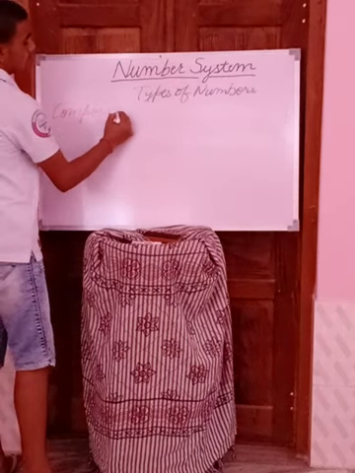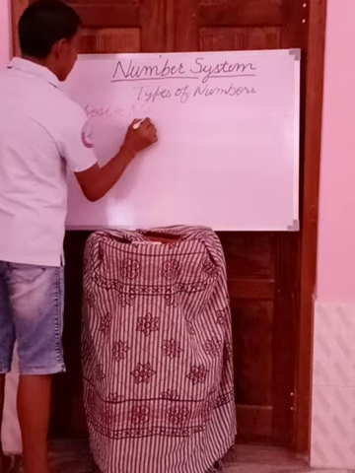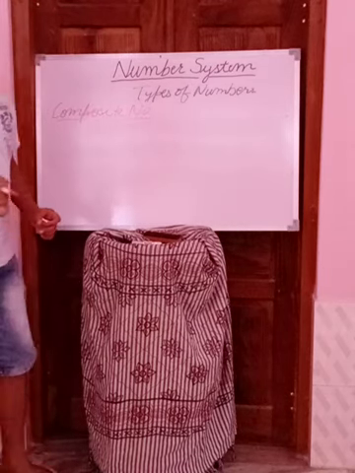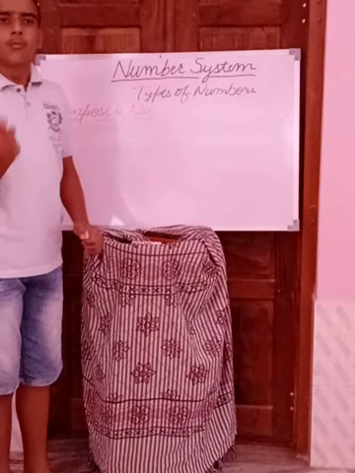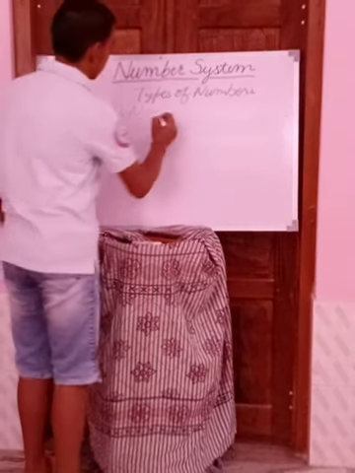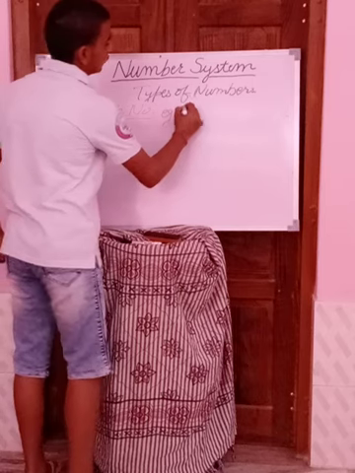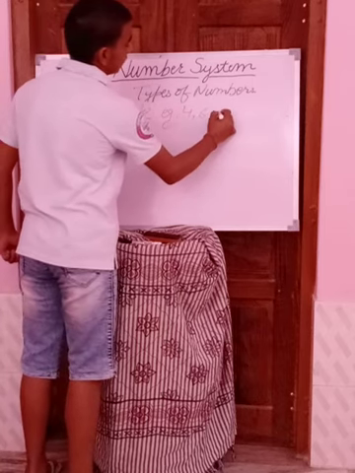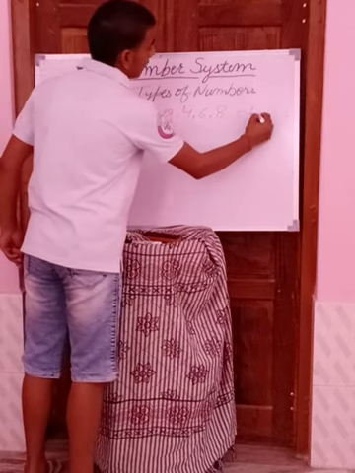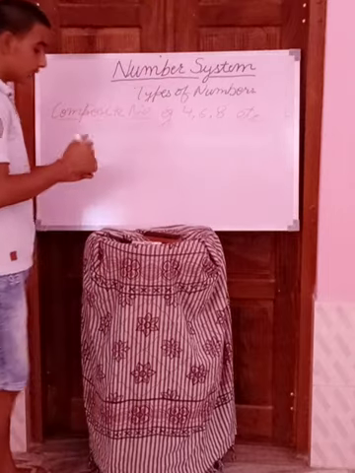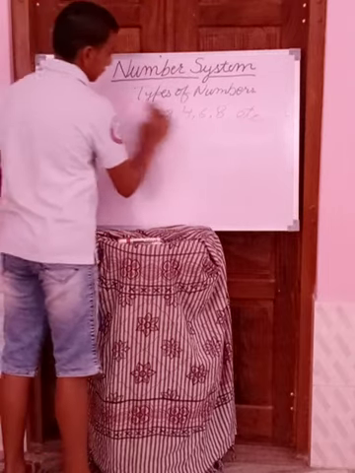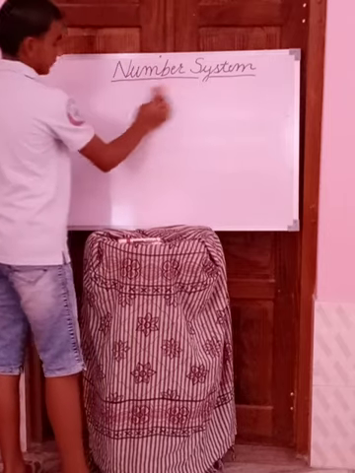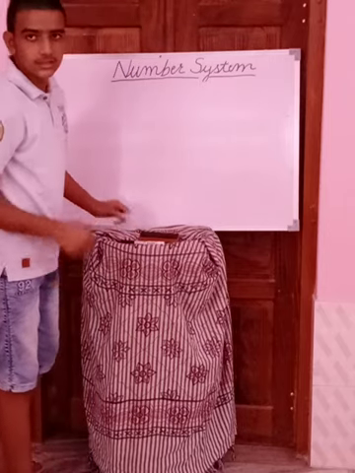Composite numbers. This is the opposite of the prime numbers. These numbers are divisible by more than two numbers. Like for example, we can say 4, 6, 8, etc. So now let's do some questions related to this. There is a question, let's discuss that.